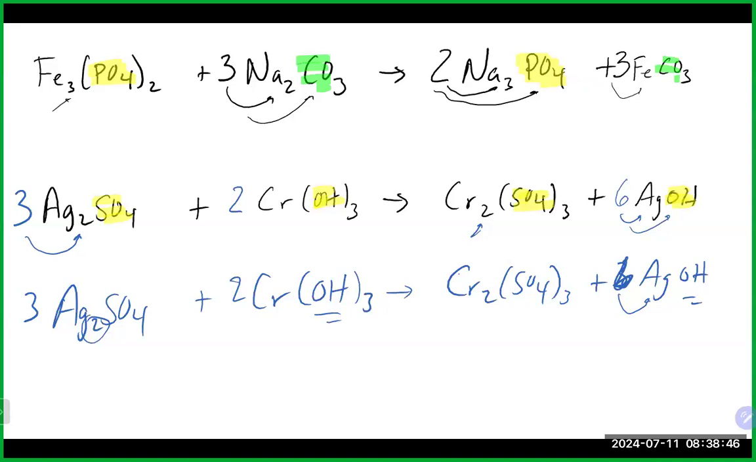So as you can see here, there are a couple of ways of doing it, but definitely if you have polyatomic ions on both sides of the arrow, it's best to keep them together and balance them as whole units. Any question on any type of balancing?